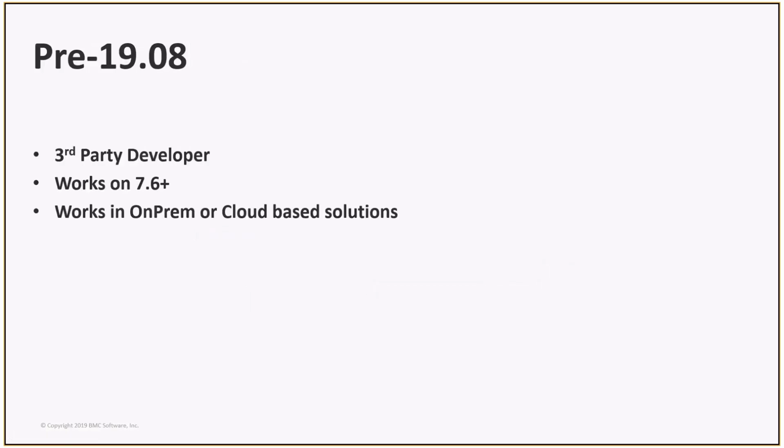Prior to 1908, BMC Remedy did not have an ability to consume RESTful services out of the box. A third-party developer put together a plugin that works in 7.6 plus, and it can work in on-prem or cloud-based solutions. So if you're not on 1908 and you want to consume RESTful services, you still have that ability. Because it's not provided by BMC, it's not going to be available out of the box, but it is possible to configure that plugin and get that functionality built in.